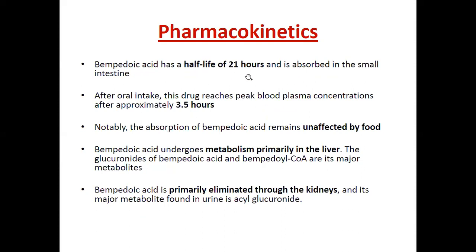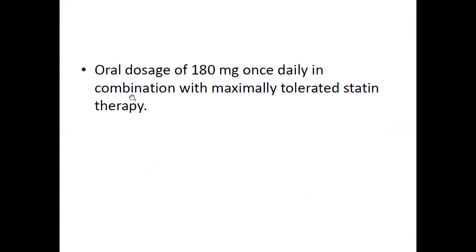It has a half-life of 21 hours, so a single daily dose is sufficient, and it is absorbed mainly in the small intestine. After giving the oral drug, it takes around 3.5 hours to reach peak blood concentration. Also, the absorption of bempedoic acid remains unaffected by food. It is metabolized primarily in the liver and eliminated through the kidneys. The dosage of bempedoic acid is 180 milligrams once daily, given in combination with the maximum tolerated statin therapy.